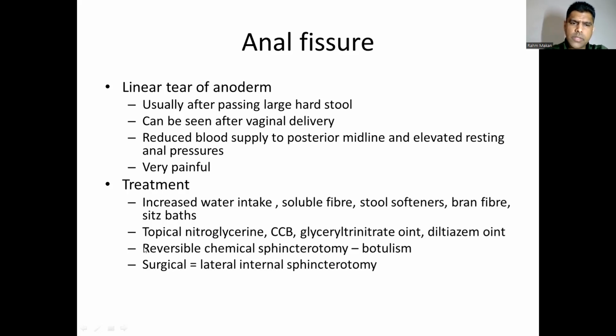If it's very severe, one may consider a reversible chemical sphincterotomy with botulism toxin to reduce spasm of the sphincter. And if that still doesn't work, one can consider surgical therapy where one may perform a lateral internal sphincterotomy. However, the risk of incontinence then increases.